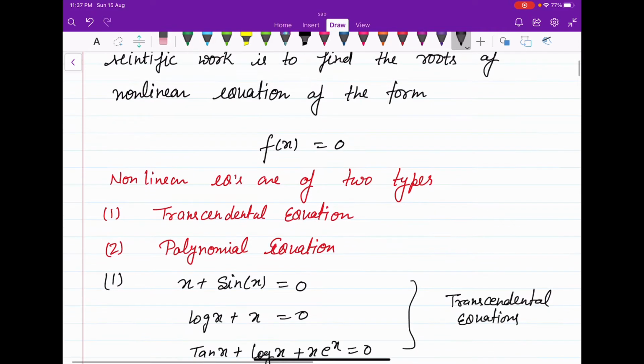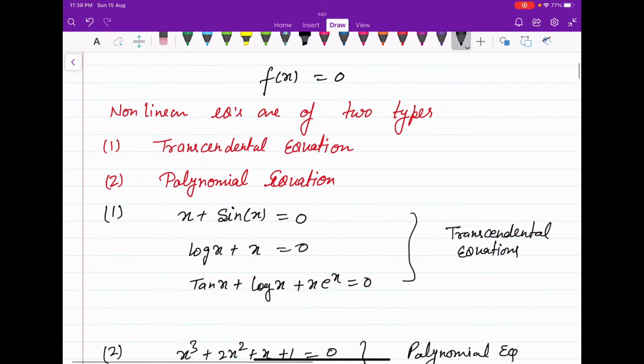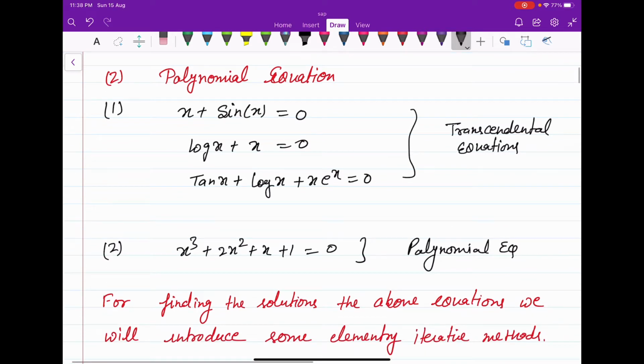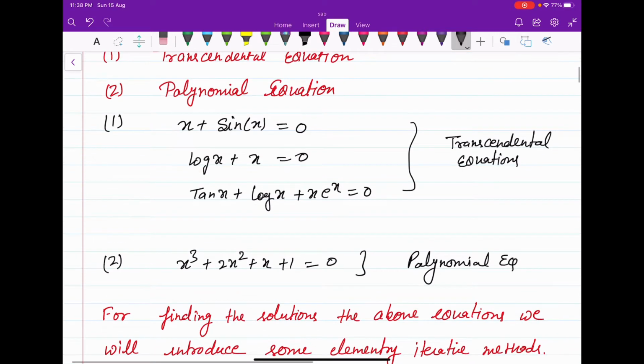There are two kinds of nonlinear equation. One is the transcendental equation, another is the polynomial equation. Whenever we write an equation in this form, x + sin x = 0, log x + x = 0, that means the equation containing a function, that is called a transcendental equation. Otherwise, if it does not contain any function and is only in powers of x, then it is called a polynomial equation. So the bisection method can be used to compute the solution of transcendental as well as polynomial equations.